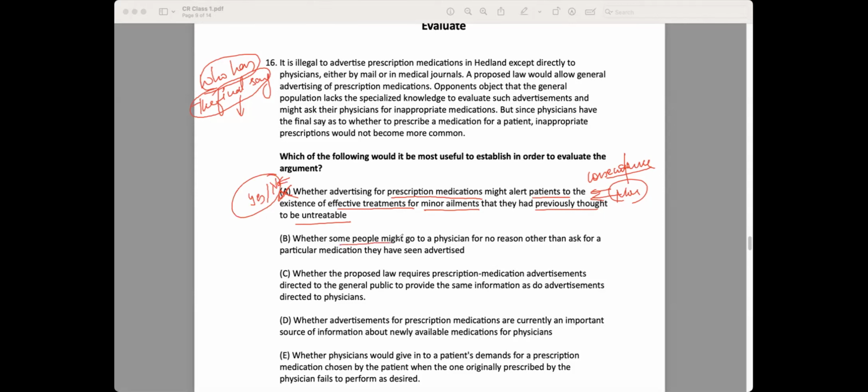Second, whether some people might go to the physician for no reason other than ask for a particular medication that they have seen advertised. Now, it says they might go to the physician to ask for certain medication. Again, does it tell me who has the final say?